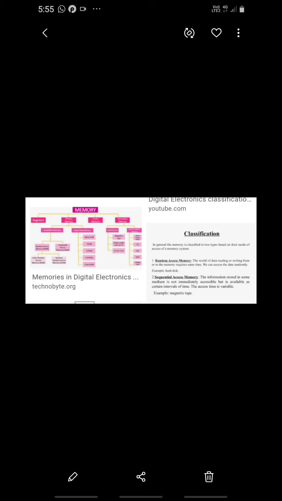Metal oxide semiconductor memories. In this, the unipolar devices such as metal oxide semiconductor field effect transistors are used to store the data. So MOSFETs are used to store the data in this MOS memory. So MOSFET means metal oxide semiconductor field effect transistor. These have high packing density as compared to the bipolar memories.